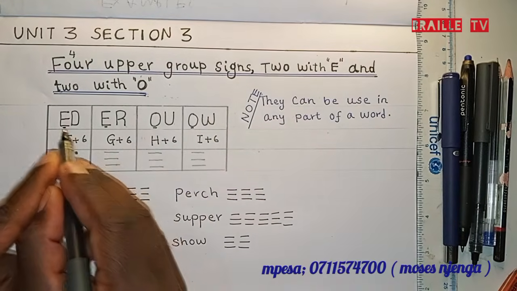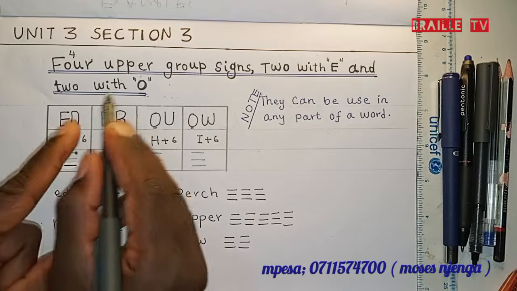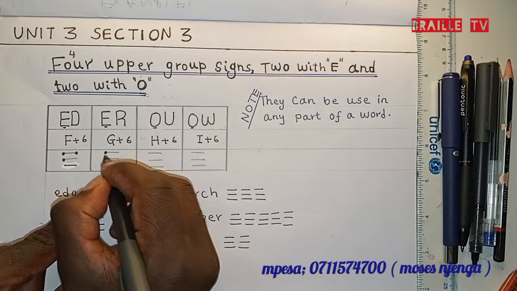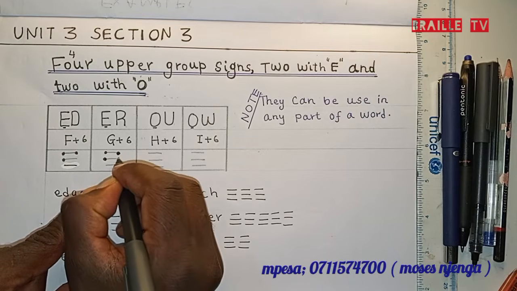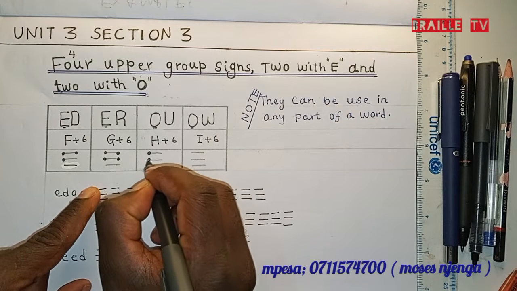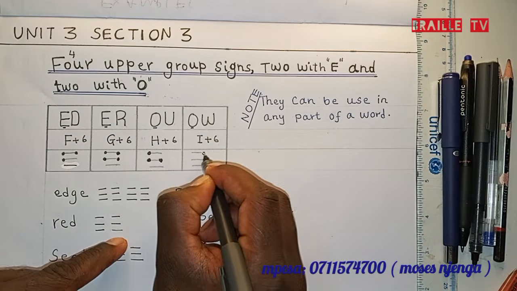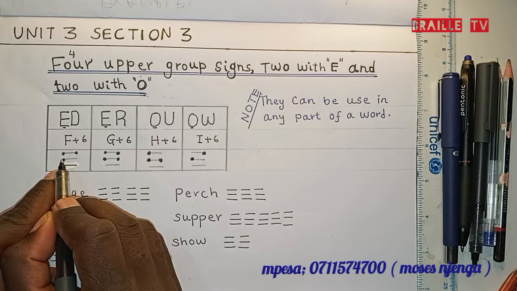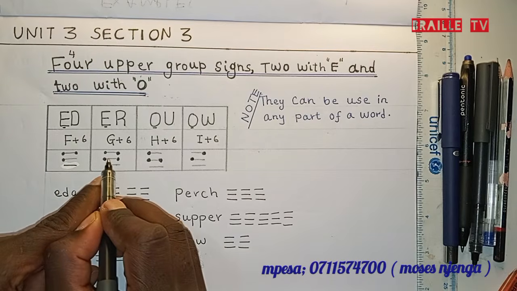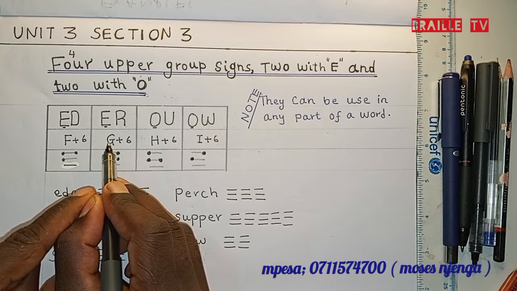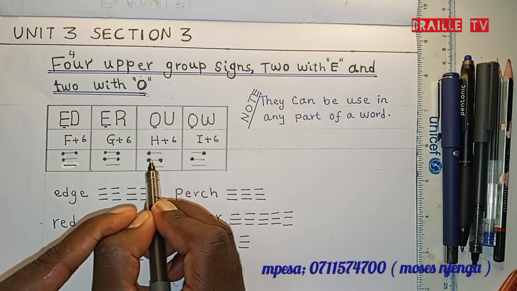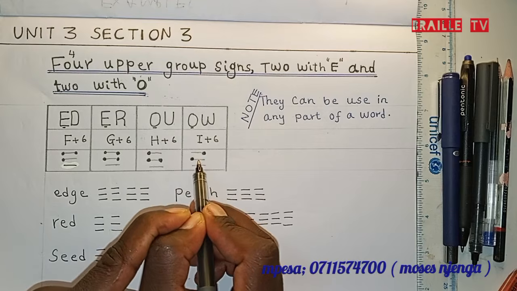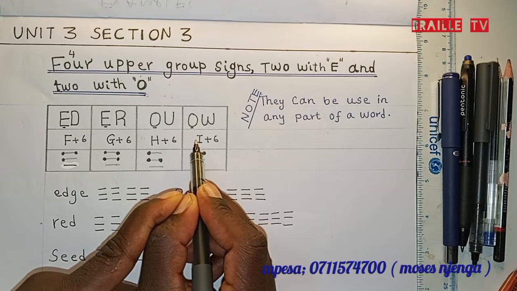I have explained why they are called 2 with E and 2 with O, as you can see. Letter G is written like that. Then H, and then we have letter I, written like that. So this is letter F in Braille, letter F in print, letter G in Braille, letter G in print, letter H in Braille, letter H in print, letter I in Braille, letter I in print.